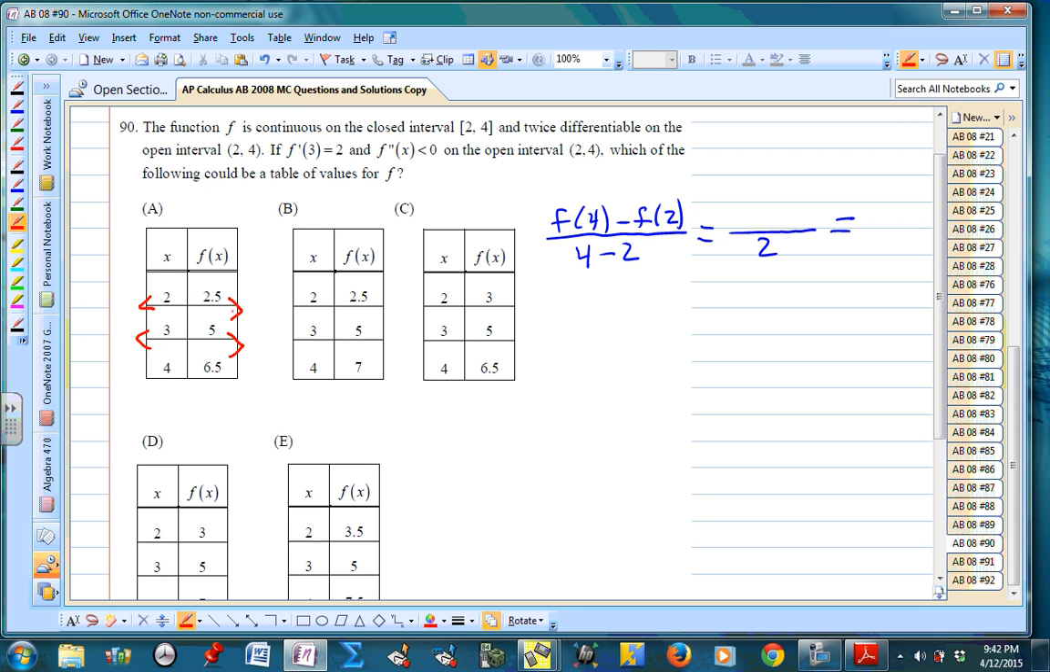From 2 to 3, we increased by 2.5 over 1, and from 3 to 4, we increased by 1.5 over 1. So the amount of increase is leveling off. A is a possibility.